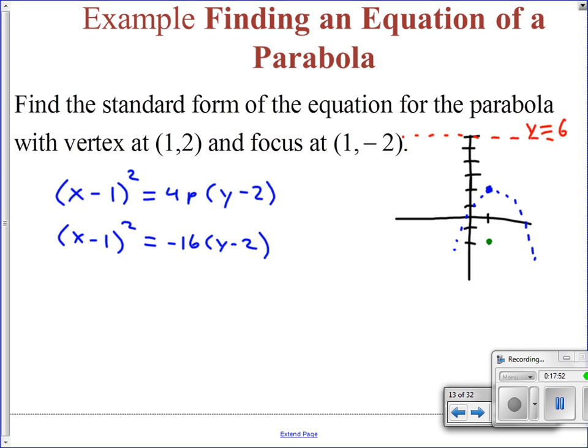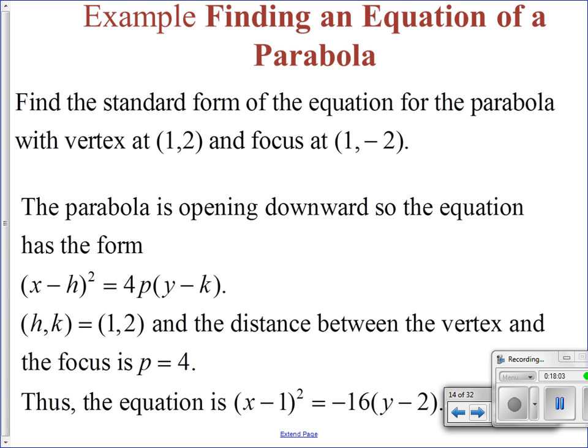As you get more comfortable with seeing the same things over and over again, it's not going to be very difficult, but it's a whole lot easier when you sketch a graph. Okay? And we end up with the same thing: x minus 1 quantity squared equals negative 16 times y minus 2. And we found our focus was 4. It says p equals 4, but we did negative because we went down. They got negative 2, negative 16, but they should have put p as negative 4, so that's not right.